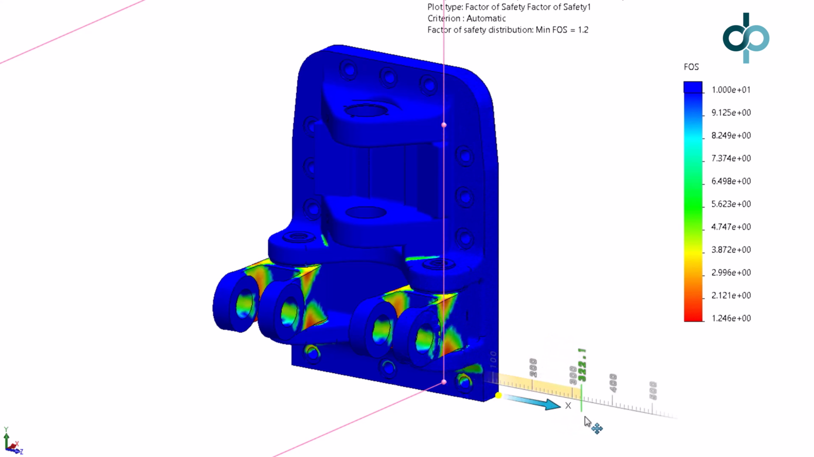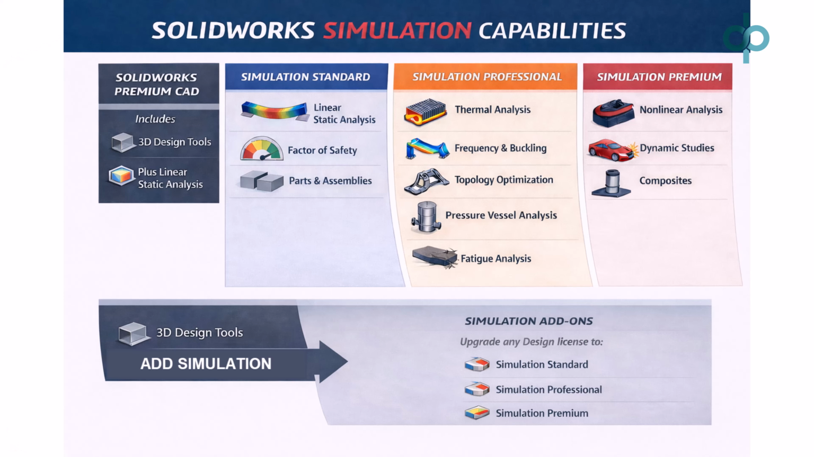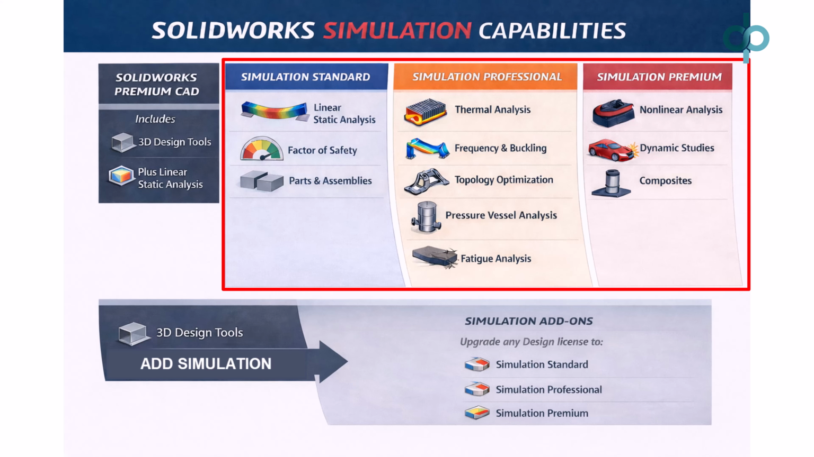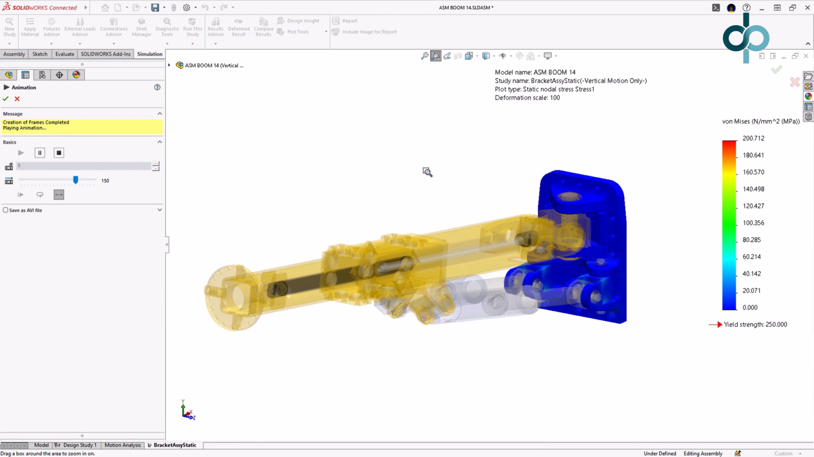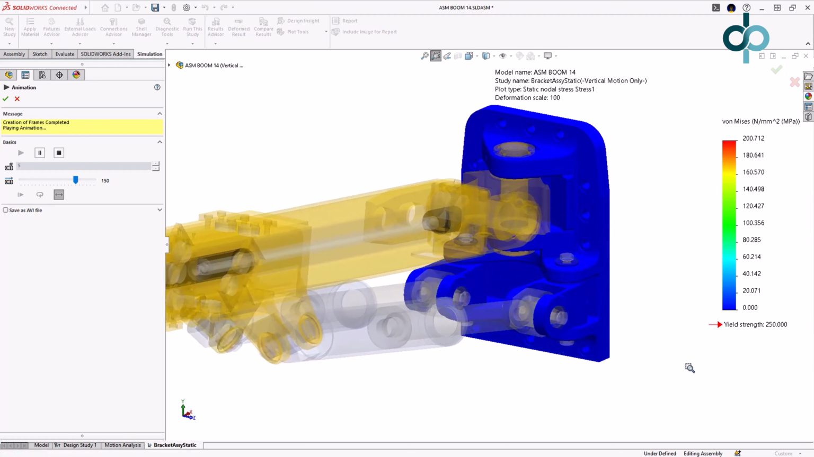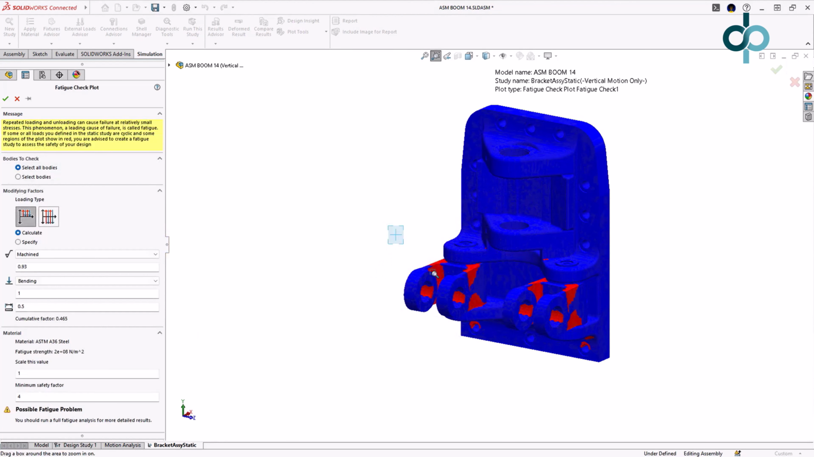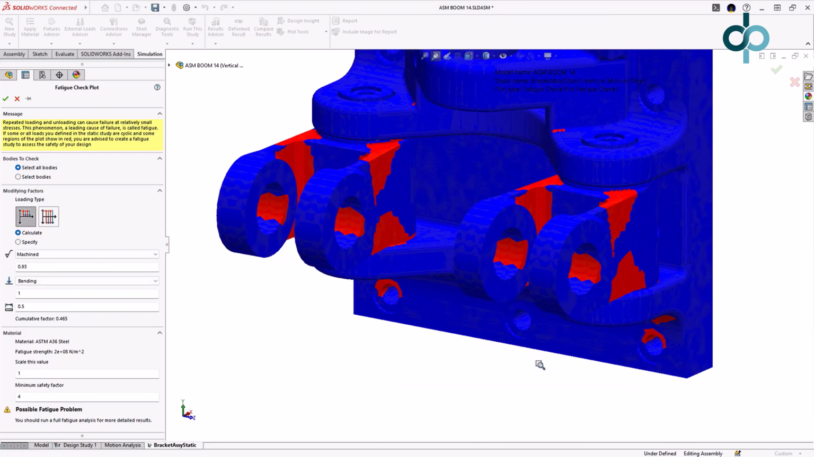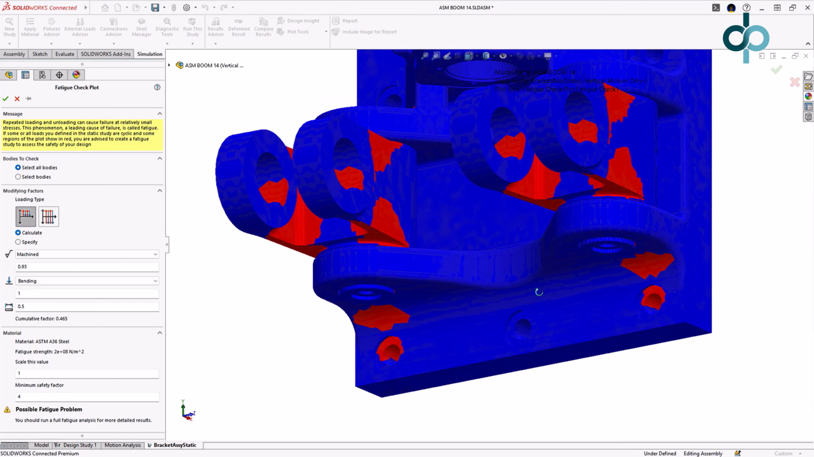The other flavors of simulation are really levels or functionality suites, which can be added to any level of SolidWorks Design. You have SolidWorks Simulation Standard, Simulation Professional, and Simulation Premium. SolidWorks Simulation Standard includes your basic linear static analysis included with SolidWorks Design Premium, but it also offers some advanced plots and capabilities to improve the user experience of strength testing parts and assemblies.